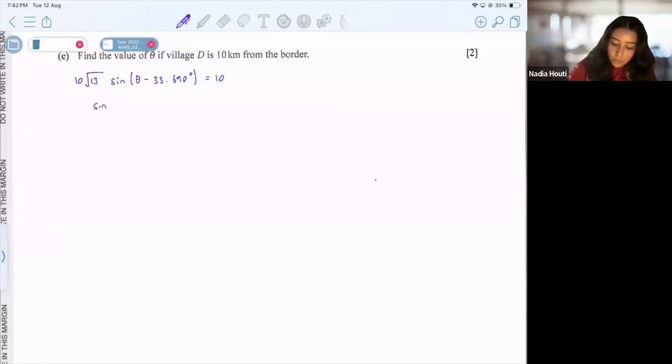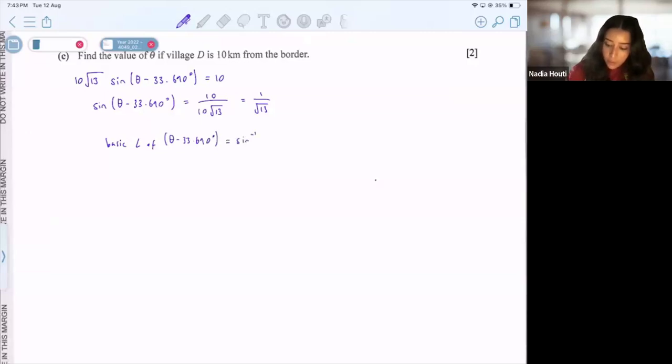So sine of theta minus 33.690 degrees equals 10 over 10 square root 13, which is 1 over square root 13. So the basic angle of theta minus 33.690 degrees equals sine inverse 1 over square root 13, which is 16.102 degrees. This is to 3 dp for the intermediate answer.